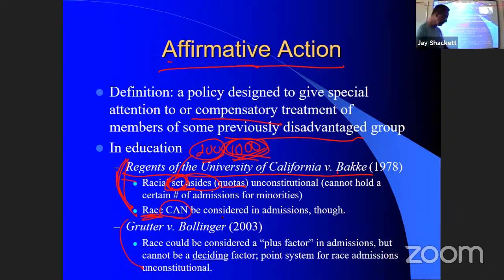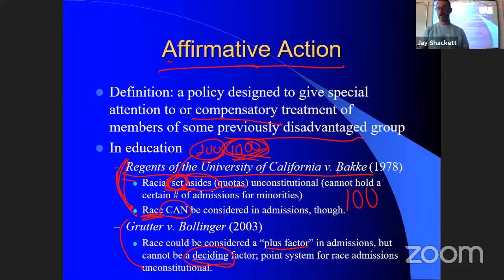And that brings us to Grutter v. Bollinger. Race can be considered a plus factor, but it cannot be a deciding factor. So if I remember correctly, I think this was out of the University of Michigan. And the University of Michigan had, and I'm going to make up the numbers, but I'm not too far off, that in order to be admitted, you had to score, let's say there was a 100-point scale. And so many different things got you points on the way to this scale. And when you hit a certain threshold, you were admitted.